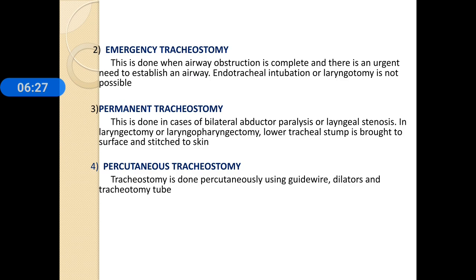Permanent tracheostomy. This is done in case of bilateral abductor paralysis or laryngeal stenosis. In laryngectomy or laryngopharyngectomy, the lower tracheal stem is brought to the surface and stitched to skin. So it is also done in certain malignancies involving the larynx, where the entire laryngectomy is done and now the oral cavity does not communicate to the lungs via the trachea. Instead, the lower end of the trachea is brought out permanently. So that is one of the indications for a permanent tracheostomy.